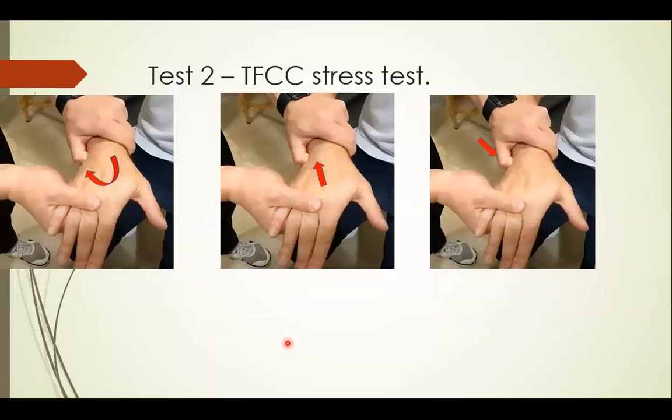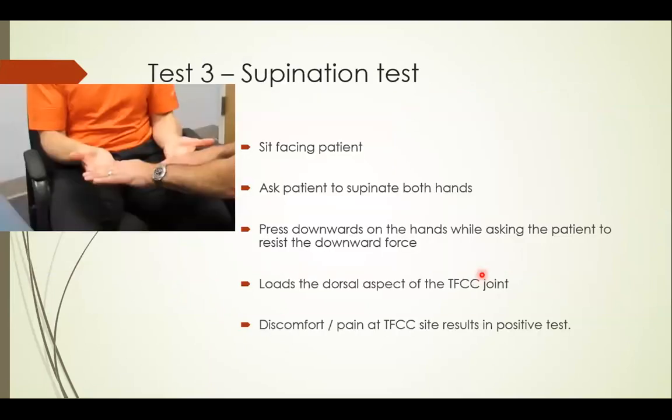Next is the TFCC stress test. It's almost the same mechanism. You stabilize the wrist, you ulnar deviate the hand, and you give an axial loading. But this time, you simultaneously palpate for the TFCC also. Third test is a supination test, where you ask the patient to supinate both his wrists and exert an upward motion, while at the same time, you will be resisting that motion. If there is pain on the ulnar side, on the dorsal aspect, due to loading of the dorsal aspect of the TFCC, it is considered to be a positive test.